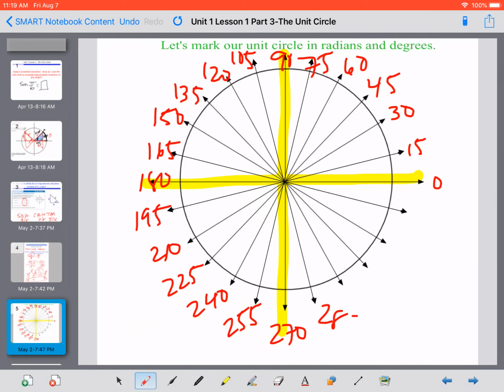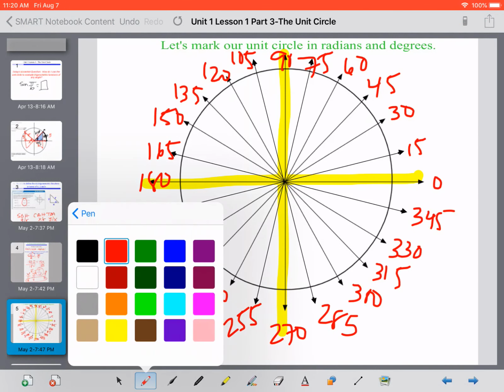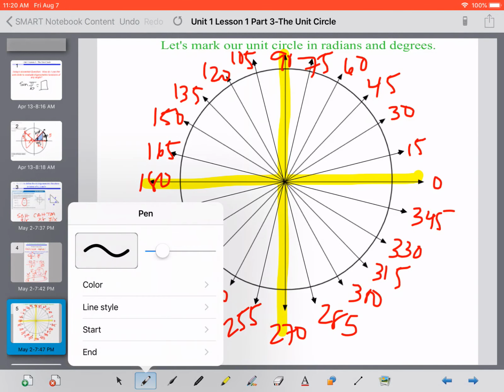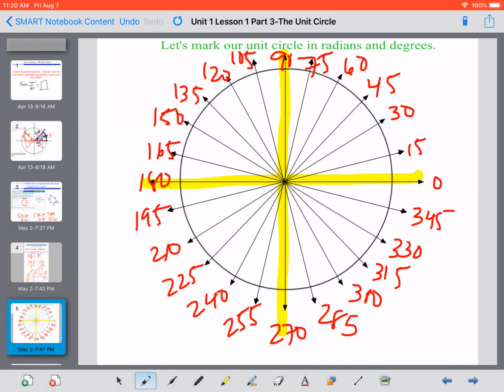Keep going. 285, 300, 315, 330, 345. Now I will tell you in doing this, we don't have a special 15 or 75 right triangle. So for today's lesson, we'll be able to do these actually when we get to Unit 2. But for now, we cannot find the exact values of the first and the last angle in each of these quadrants because we don't have a special 15 or 75 degree ratio.